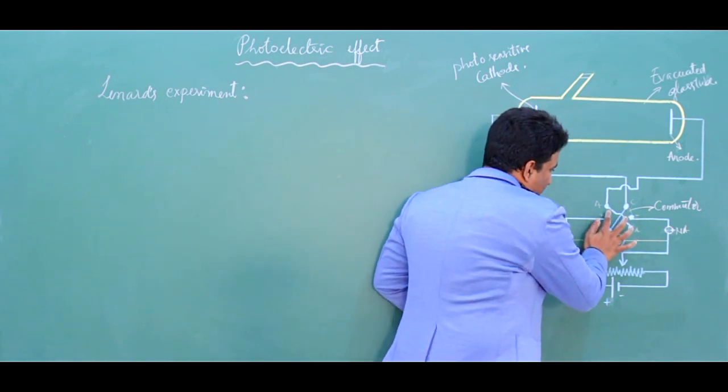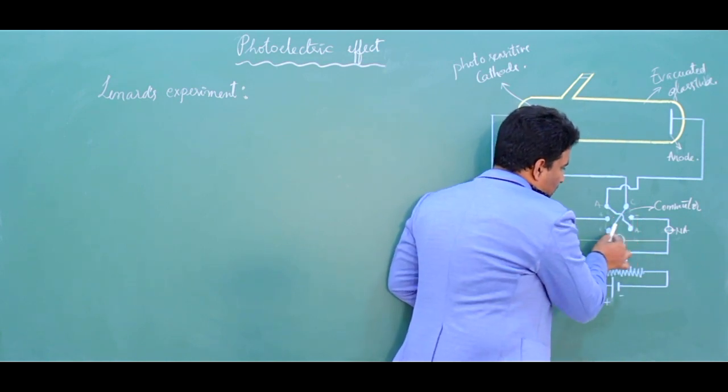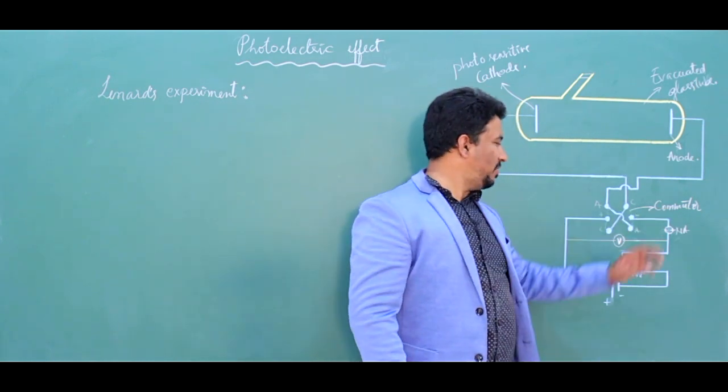Now, instead of this connection, we will connect here. What will happen? Cathode will become positive, anode will become negative. How are we doing this? By the help of commutator.